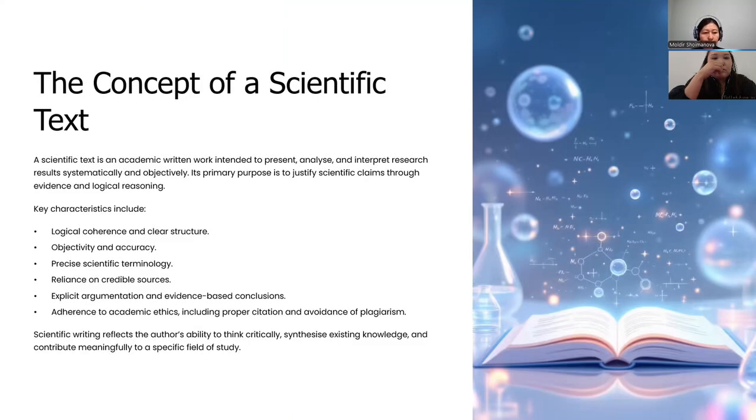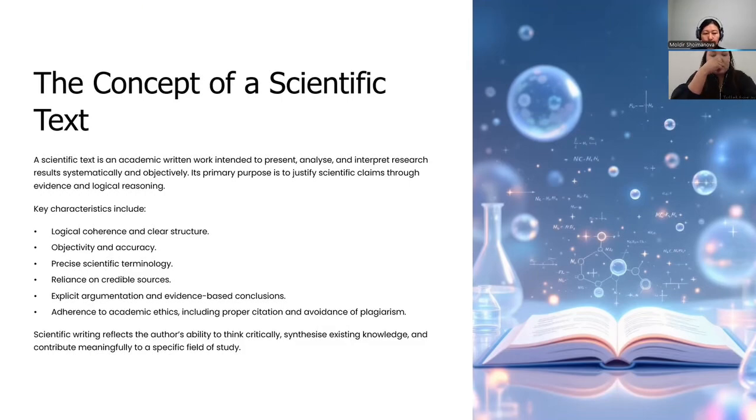A scientific text is an academic written work intended to present, analyze, and interpret research results systematically and objectively. Its primary purpose is to justify scientific claims through evidence and logical reasoning. Key characteristics of the scientific text include logical coherence and clear structure, objectivity and accuracy, precise scientific terminology, reliance on credible sources, explicit argumentation and evidence-based conclusions, adherence to academic ethics, including proper citation and avoidance of plagiarism. Scientific research reflects the author's ability to think critically, synthesize existing knowledge, and contribute meaningfully to a specific field of study.